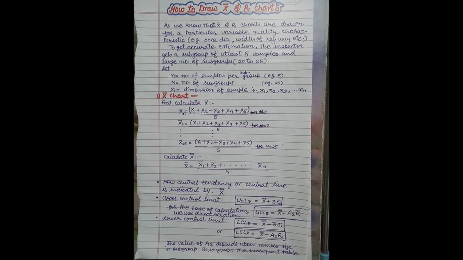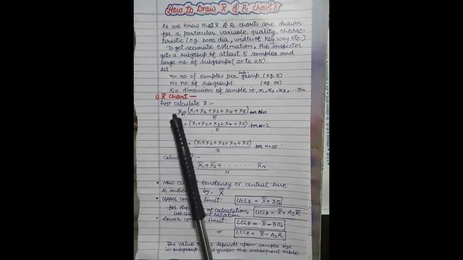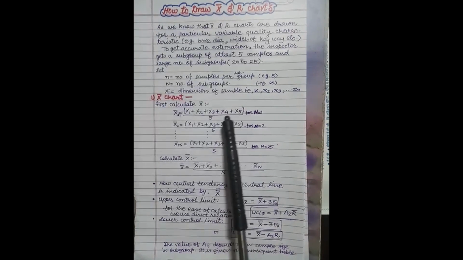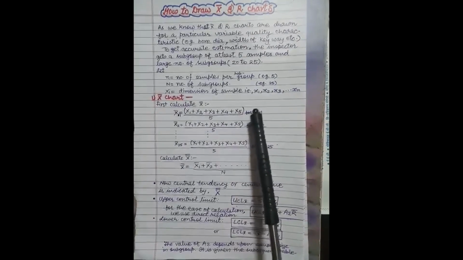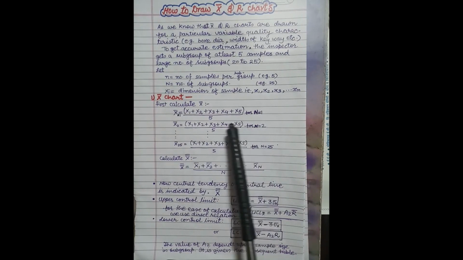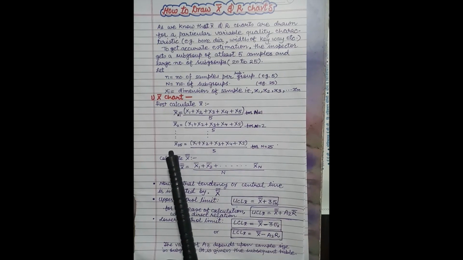To calculate, first we have to calculate the average of the first subgroup, which I have indicated with X bar 1, which is x1 plus x2 plus x3 plus x4 plus x5 divided by 5. This is the dimensions of the first subgroup n1. Similarly, for another subgroup n2, we have to take the average, and in this way we calculate the average of all the subgroups. Suppose we have taken 25 subgroups.